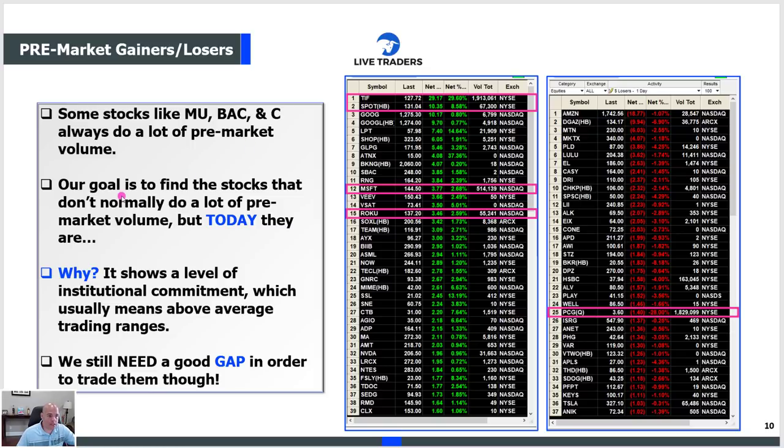So our goal is to find the stocks that don't normally do a lot of pre-market volume, but today they are. I'll repeat it. We're looking for stocks that don't normally do a lot of pre-market volume, but today they are. For example, Tiffany at the very top of this list. Tiffany doesn't do 1.9 million shares in the pre-market. Not ever. Ever, never, never. But today it is. In this case, Tiffany happened to be a buyout, but that's not the point. Tiffany is an outlier.